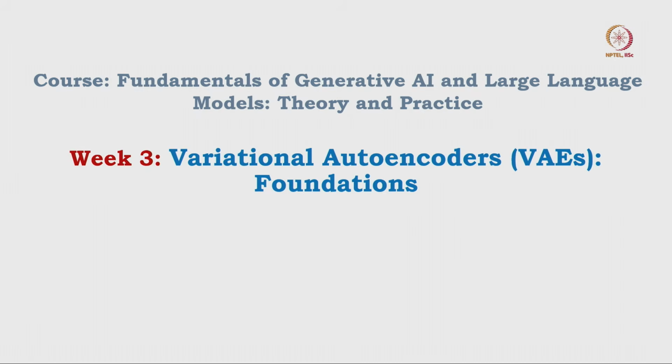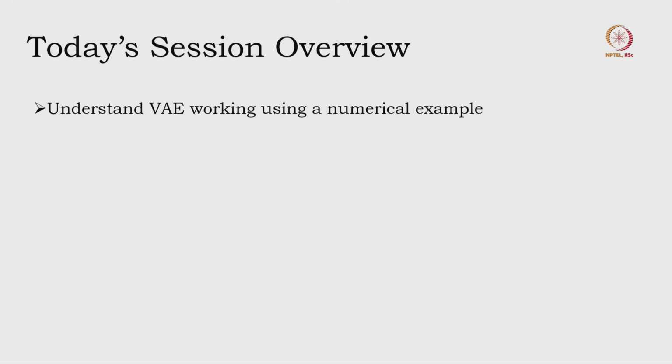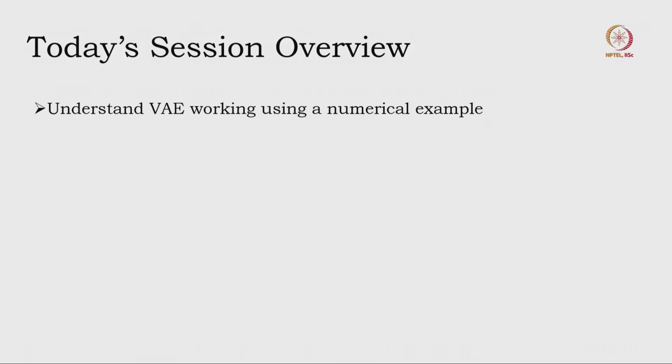So far what have we looked into? We have seen the complete working mechanism of VAE, how exactly the encoder works, how the decoder works, and what the reparameterization trick is. All that we have seen theoretically, mathematically. Now let us understand the complete working mechanism with one numerical example. So in this particular session, we will understand the VAE working using a numerical example.